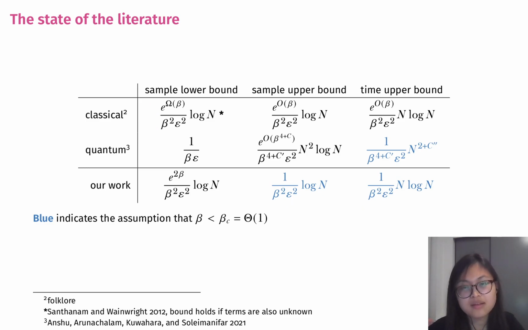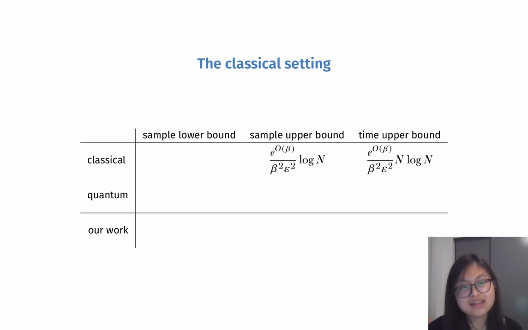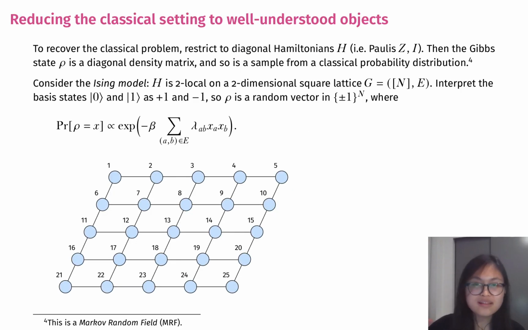Okay. Now I'm going to be talking about the classical setting, how the classical algorithm proceeds. As I mentioned before, the classical problem is what happens when you restrict to diagonal Hamiltonians. So this is just Pauli Z operators. In this case, the Gibbs state is also a diagonal density matrix, and so it's just a sample from a classical probability distribution. In particular, the distribution is called a Markov random field.